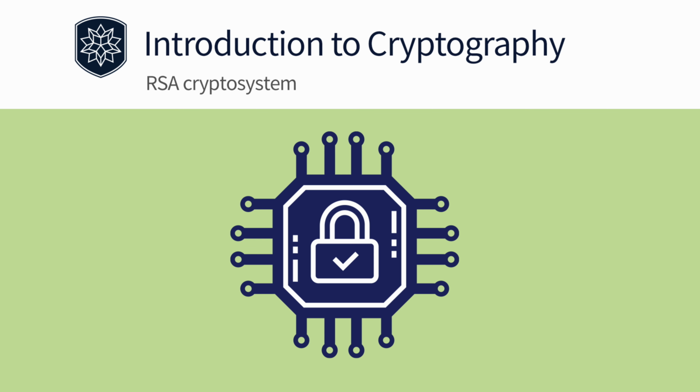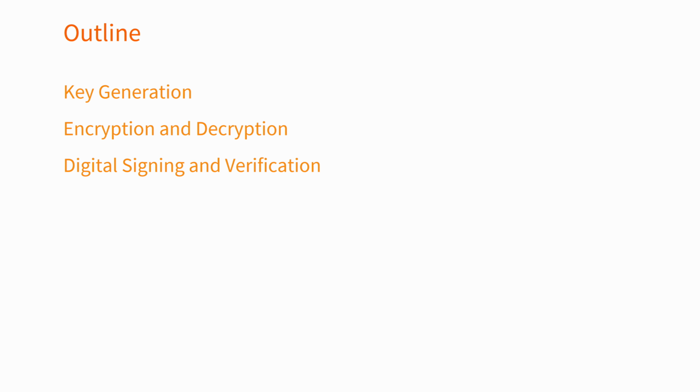Hello everyone! This lesson will introduce you to the most famous algorithm in asymmetric cryptography, the RSA cryptosystem. This lesson will look at a step-by-step example computation of RSA key pair generation, encryption, decryption, digital signature generation, and verification.